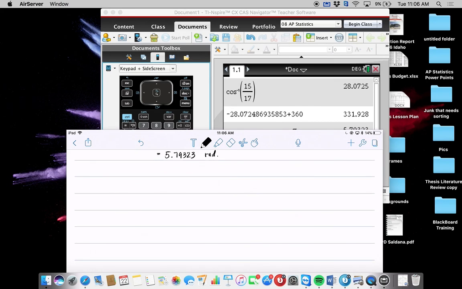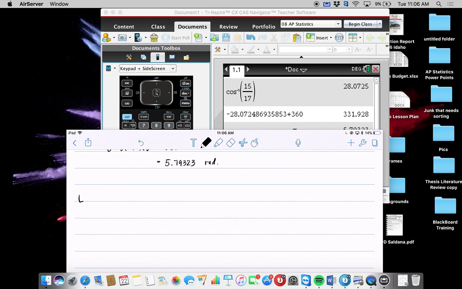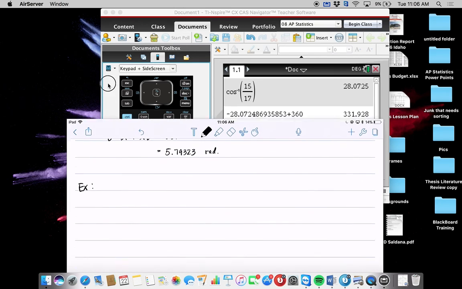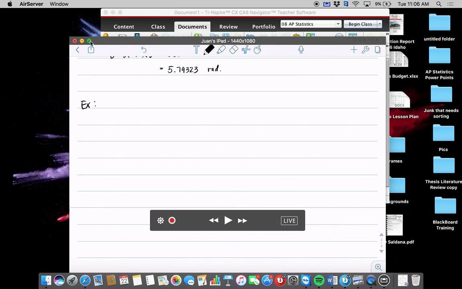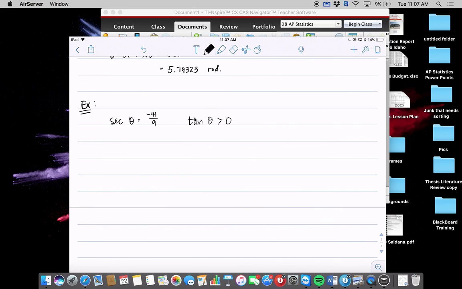Now, let's say we have another example. In this example, we're given something slightly different. The question itself is very similar, but we're going to approach it a slightly different way. This time, let's say secant of theta is equal to negative 41 over 9, but we also have to satisfy the condition that tangent of theta is greater than 0. Let's look at the given condition first. Tangent of theta has to be greater than 0. In other words, tangent has to be positive.